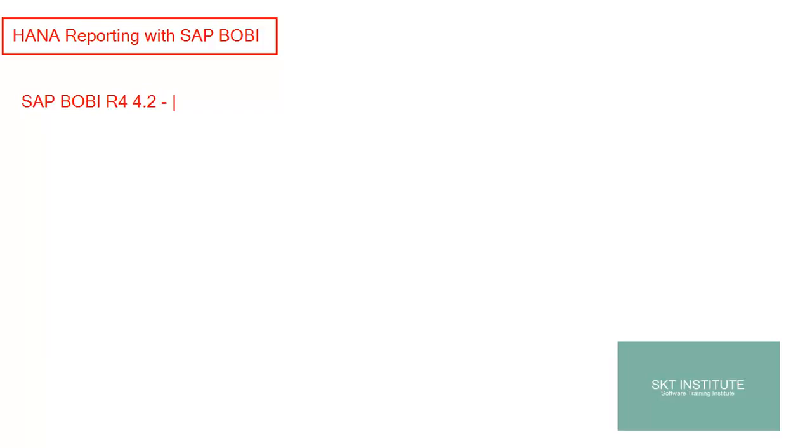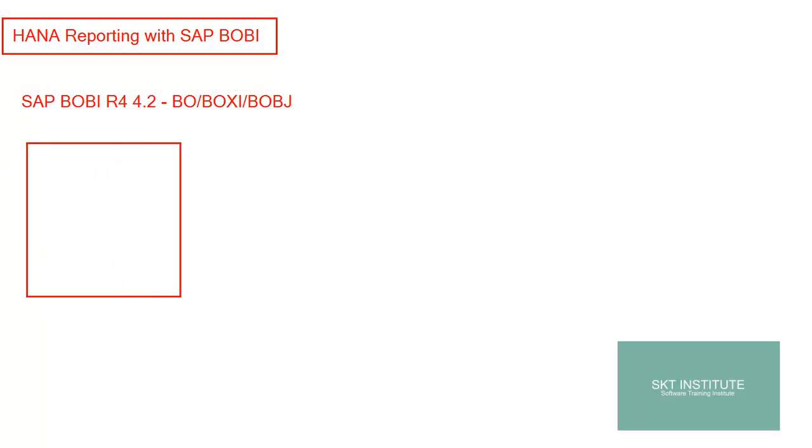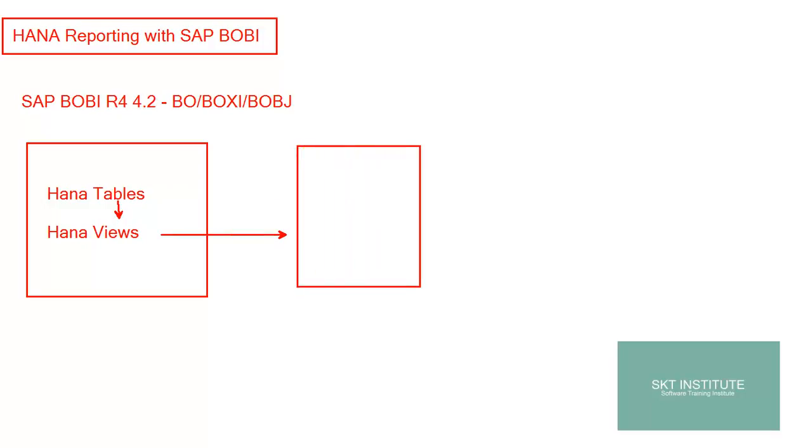The earlier names of BOBA are BO, BOXI, BOBJ. These are the earlier names of BO. So on top of HANA, we mainly observe HANA tables and HANA views. On top of tables, views have been developed. A couple of views are there: HANA calculation views and HANA analytic views. These views we can consider in BOBA.